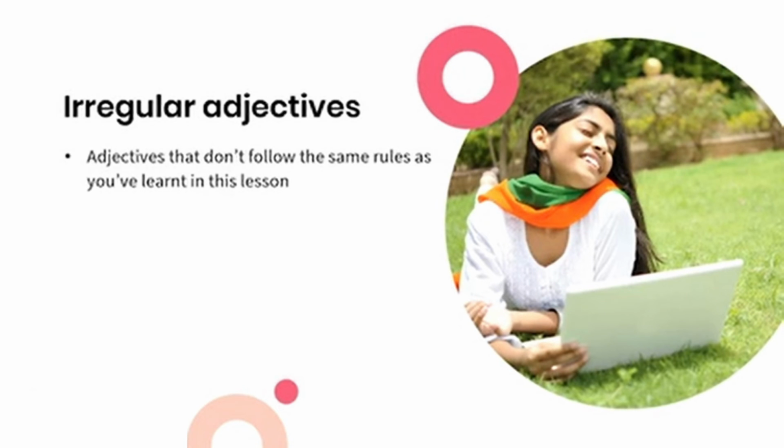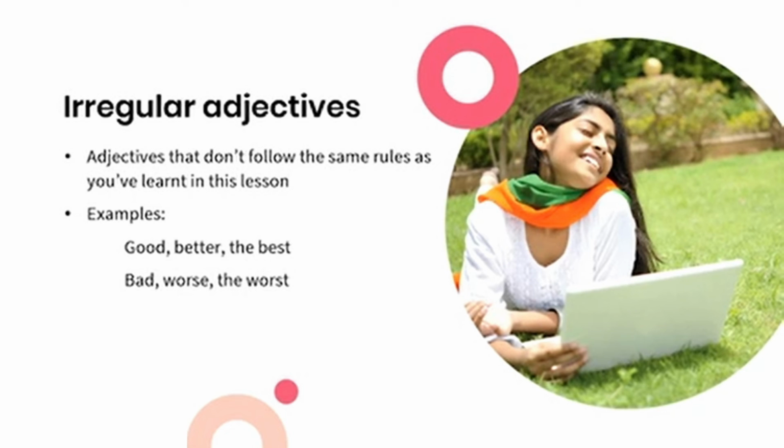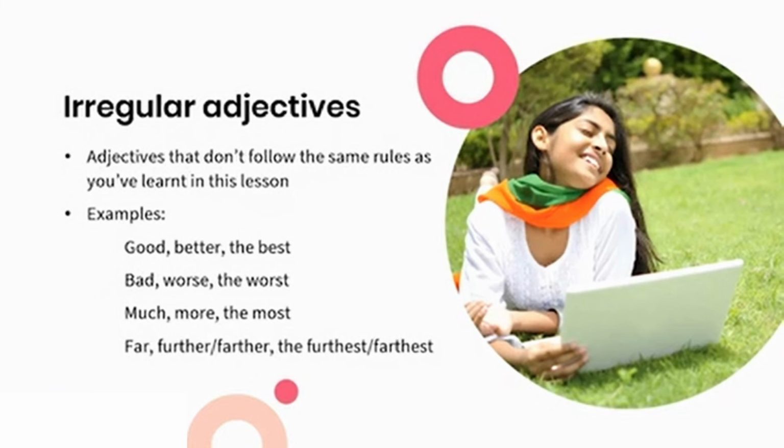Irregular adjectives are adjectives that don't follow the same rules as you've learned in this lesson. Some very common examples are good, which is the positive form, better, which is the comparative form, and the best, which is superlative. Then we have bad, worse, the worst, much, more, the most, far, further or farther, the furthest, the farthest. You simply need to memorize these as they don't follow any logical structure.